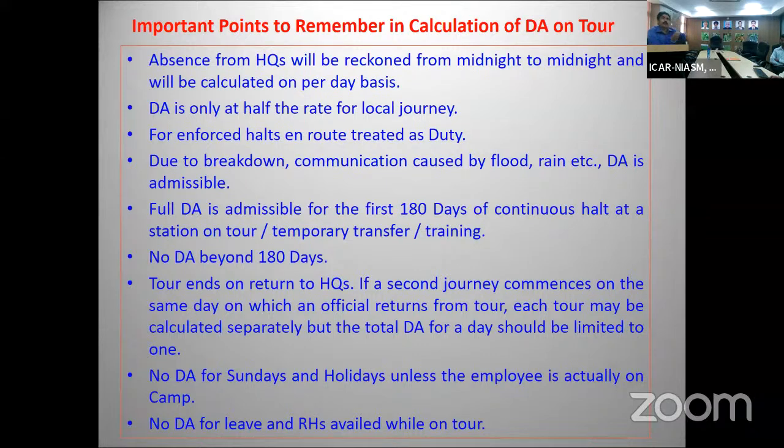While going, while coming, in between there is no problem, and every time it is calculated from midnight to midnight. It is the absence from headquarters. Again I am coming on Monday, Monday is 13th, at 9 a.m. I am going to Nagpur.